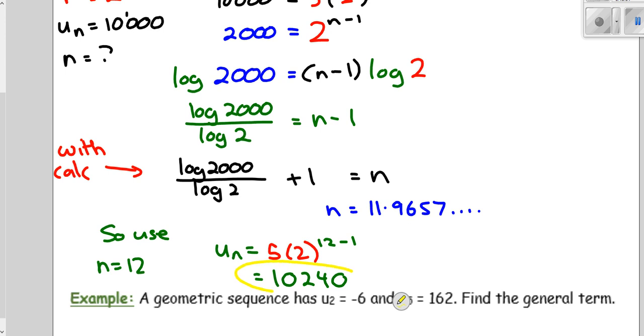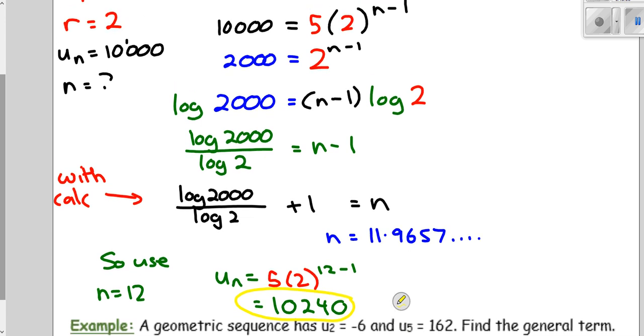So loads of work involved there. There are ways that you could have just solved this by graphing. You could have graphed a straight horizontal line and graphed this equation on the same axis, found the coordinates of the intersection point, and then the x value would have been the n. That's another way to do it. But it's good to practice with.